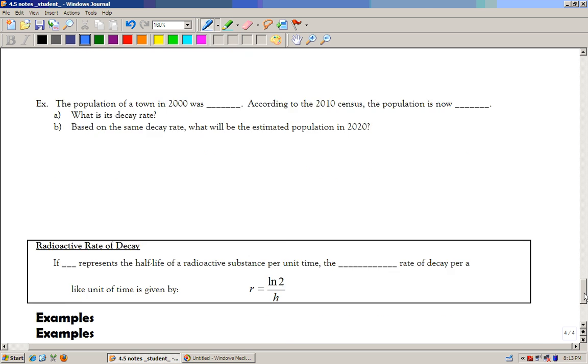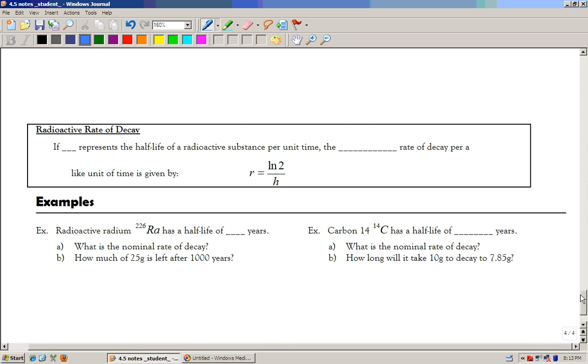If we go down a little bit more, if we're dealing with radioactive rate of decay, if H represents the half-life of a radioactive substance per unit of time, the nominal rate of decay per unit of time is given by R equals natural log of 2 over H. And we'll do examples in class on all of these different types of formulas.